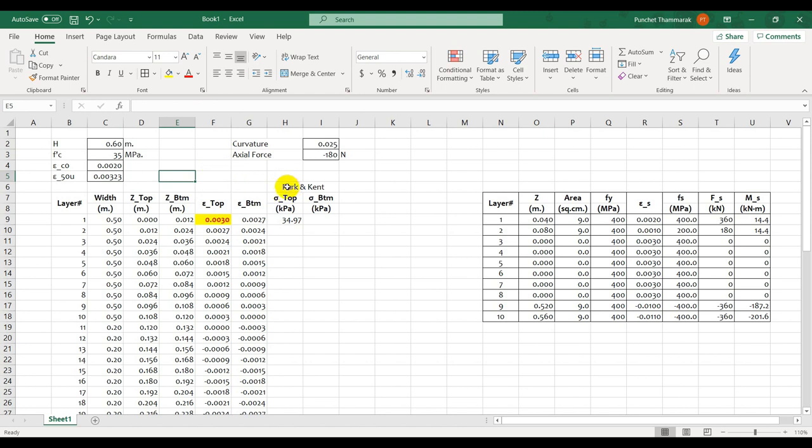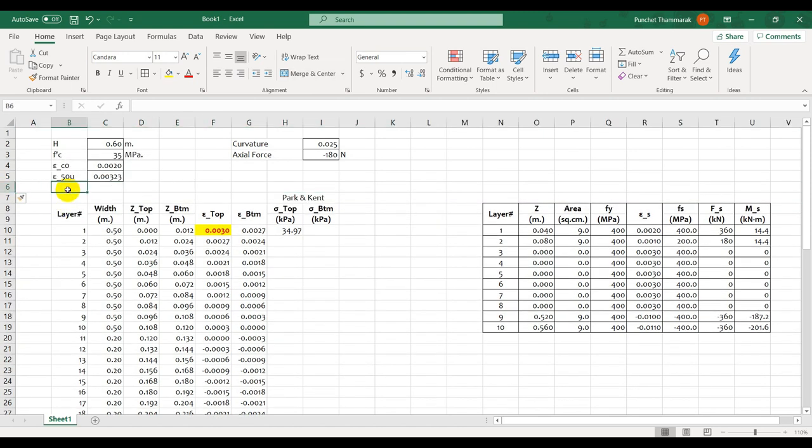Now we get epsilon 50u. We need the Z value, which is 0.5. I add it. Z value is equal to 0.5 divided by epsilon 50u. We don't have epsilon 50h. We don't incorporate the hoop. This is unconfined concrete, minus epsilon c0. Okay, so this is your c value.